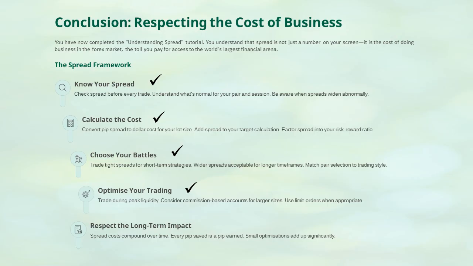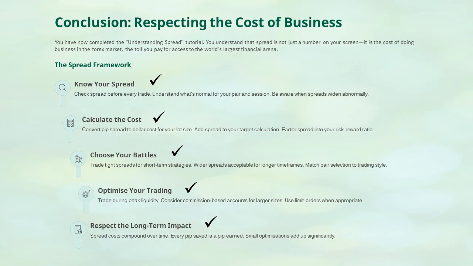Fourth, optimize your trading. Trade during peak liquidity. Consider commission-based accounts for larger sizes. Use limit orders when appropriate. Fifth, respect the long-term impact. Spread costs compound over time. Every pip you save is a pip you've earned. Small optimizations add up significantly over hundreds of trades.